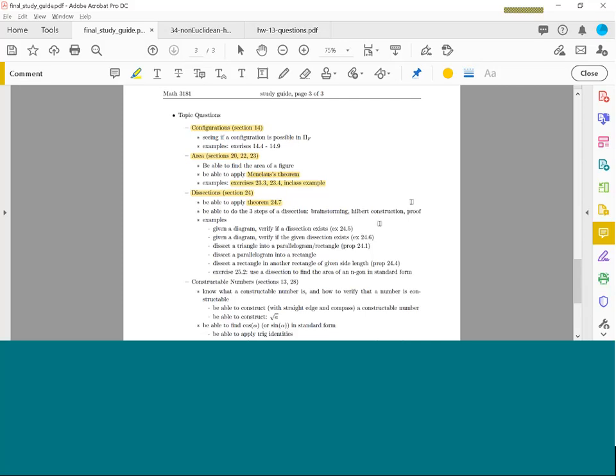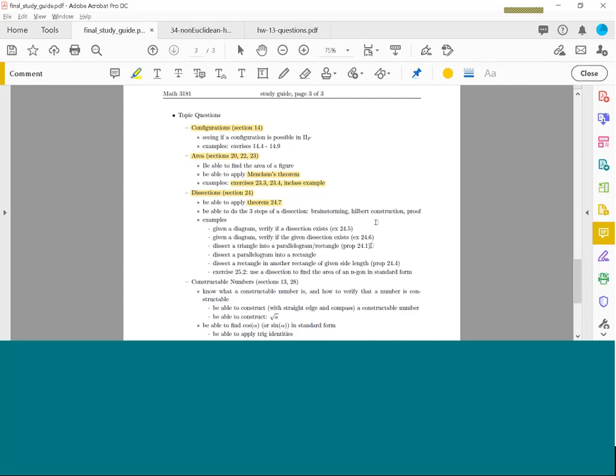Now, for the Hilbert construction part, maybe it's something like a fill-in-the-blank construction. Maybe it would be something where it says, hey, this is the Hilbert construction that we think goes with this dissection. Do you think it works? Or explain where this person went wrong, type thing.